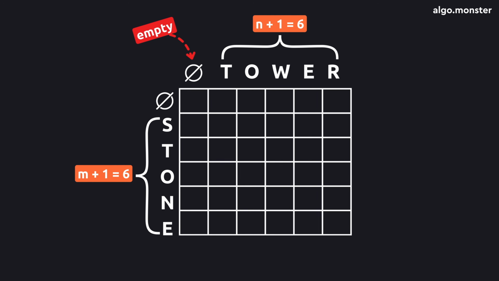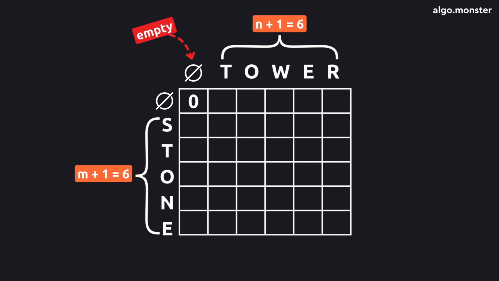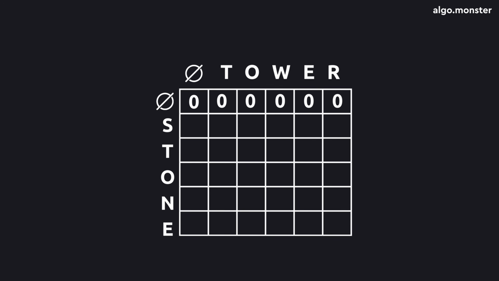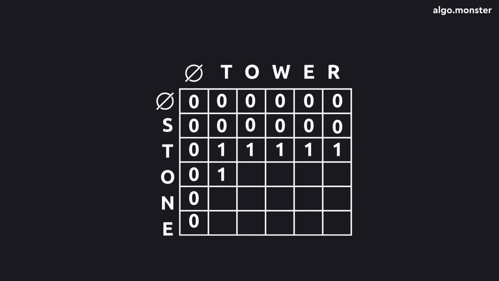If one of the strings is empty, what is their common subsequence? None. The length is 0. So the first row of the table is all zeros, and the first column is also all zeros. Now comes the interesting part. How do we fill the remaining cells? What does dp[i][j] represent? It represents the length of the longest common subsequence for the first i characters of the first string and the first j characters of the second string.